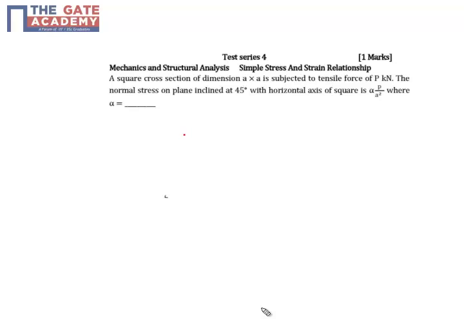In this problem, a square cross-section of dimension A is subjected to a tensile force of P kN, and it is given that on an inclined plane at 45 degrees to the horizontal axis, the normal stress is alpha into P by A square, and it is required to find the parameter value of alpha. So considering the data, we will draw the picture according to the given data.